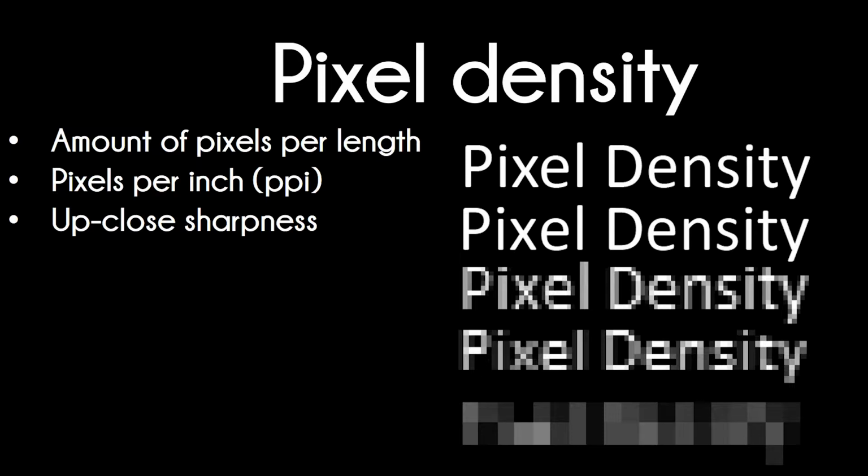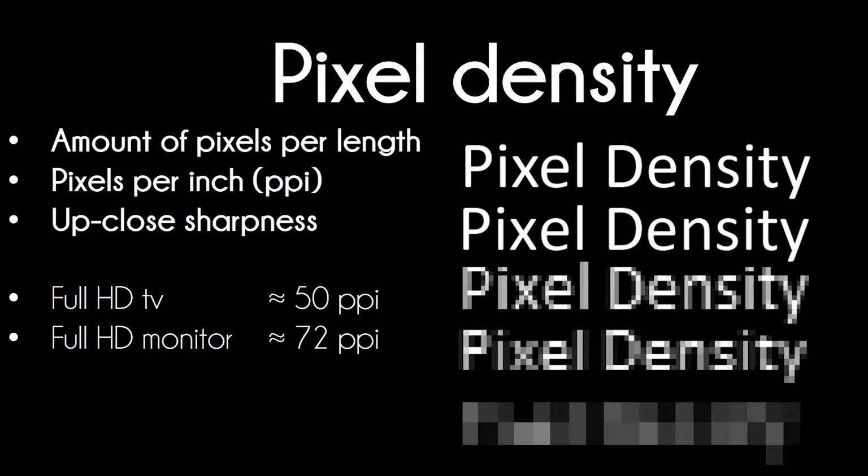Now, for example, a standard 40-inch Full HD TV has a pixel density of about 50 ppi, so that's 50 pixels per inch. If you take that same Full HD resolution and scale it down to the size of a monitor, like the one on your laptop or your desktop PC, you've got the same amount of pixels in a smaller space. So the PPI goes up to around 72 pixels per inch, which is standard for most monitors.